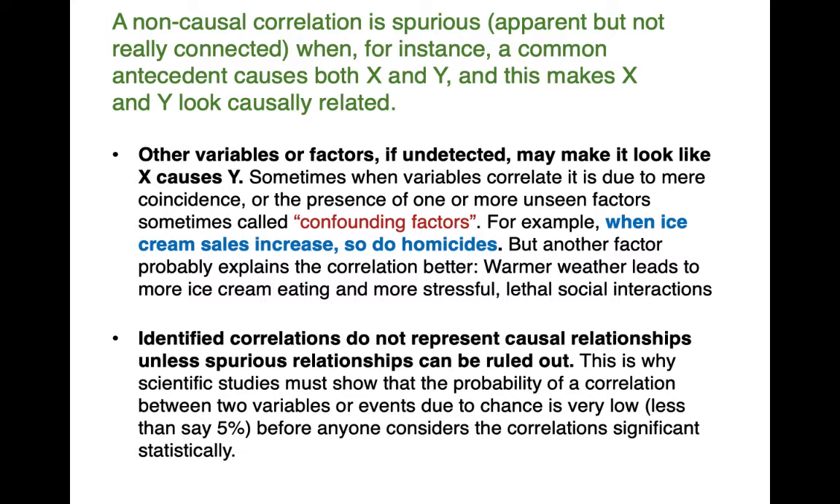This is why scientific studies must show that the probability of a correlation between two variables or events due to chance is very low. This is something that's referred to in papers as the p-factor, where you want to have a less than, say, 5% chance that it's accidental. Showing you how to determine that is beyond the scope of this course, but in statistics, they will show you how to do this. And we want to make sure it's not due to chance before anyone considers a correlation statistically significant.